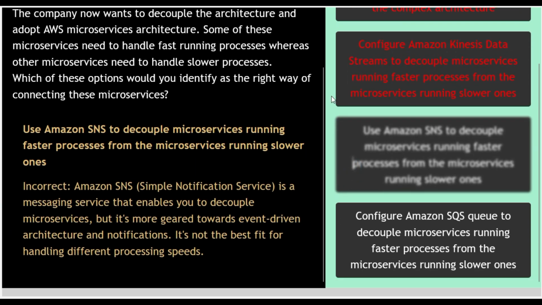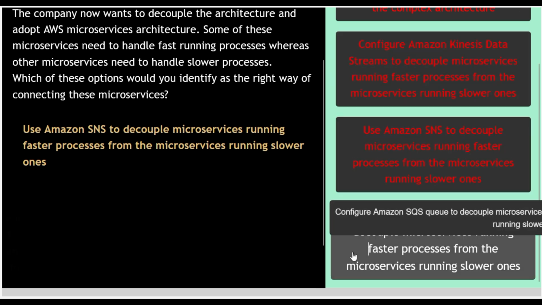Option number 3, use Amazon SNS to decouple microservices running faster processes from the microservices running slower ones. This option is incorrect because Amazon SNS is a messaging service that enables you to decouple microservices, but it's more geared towards event-driven architecture and notifications. It's not the best fit for handling different processing speeds. So option number 3 is also the wrong answer.